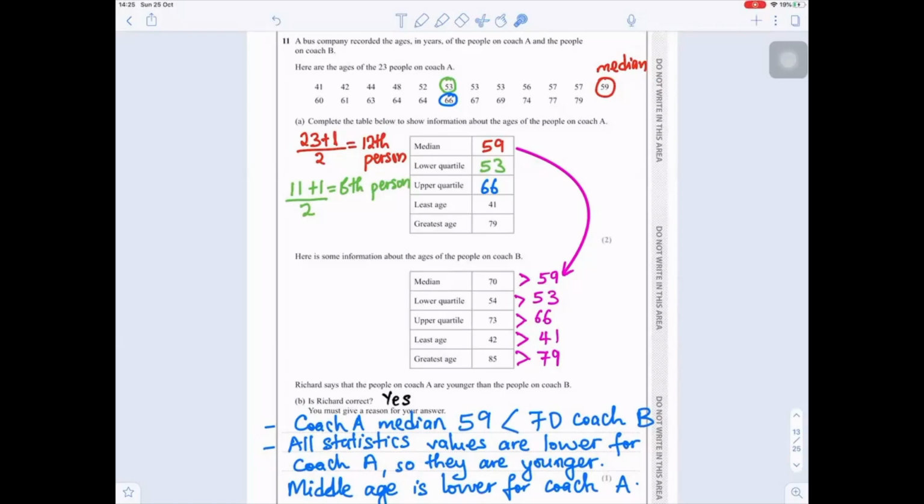Let's look at coach A. The median for coach A is 59, and the median for coach B is 70. 59 is less than 70, so that shows that coach A are younger than coach B. Or you can say all statistics values are lower for coach A, so they are younger, because the median age is smaller.